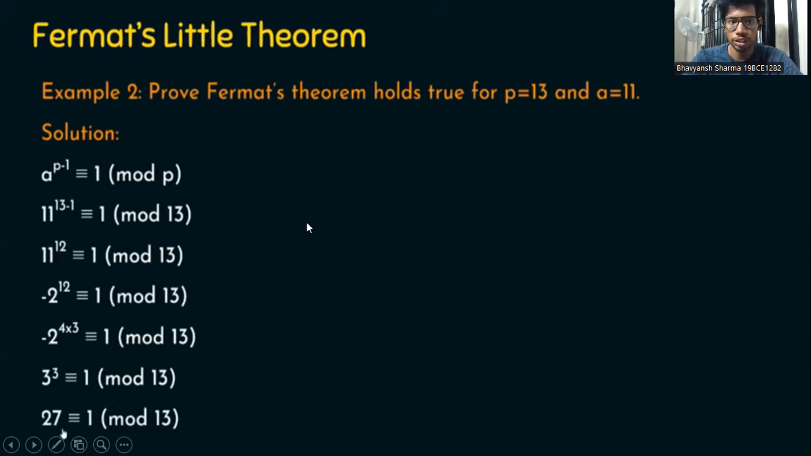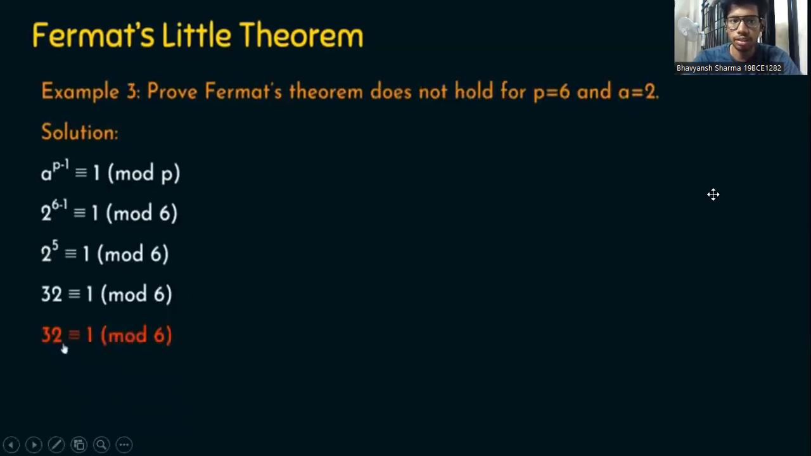Once again, 11 to the power 12 is congruent to 1 mod 13. This is by definition, and now we have to prove it. 11 is falling short of 13 by 2, so we take minus 2 to the power 12, which can be written as minus 2 to the power 4 into 3. 2 to the power 4 is nothing but 16. When taken modulo 13, it gives us 3 to the power 3, which is 27, and 27 modulo 13 is 1.